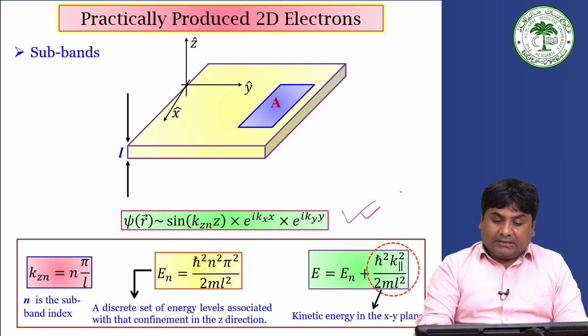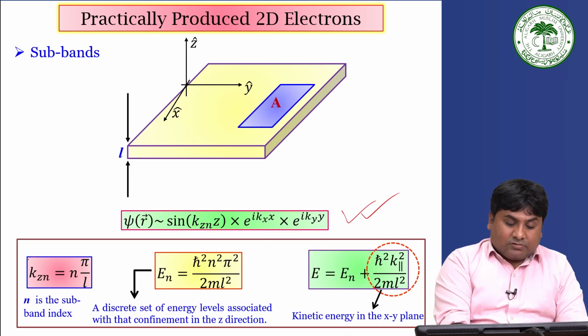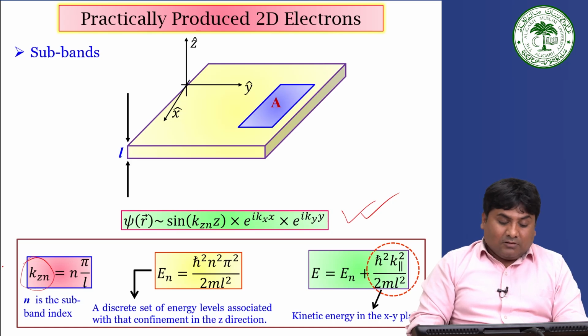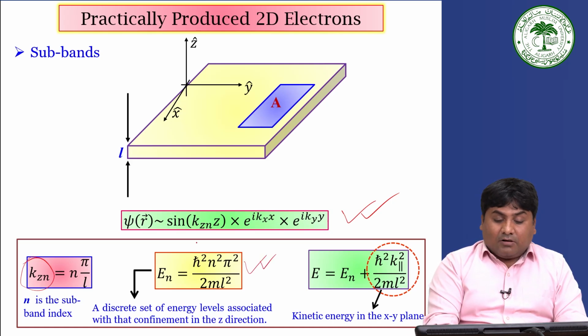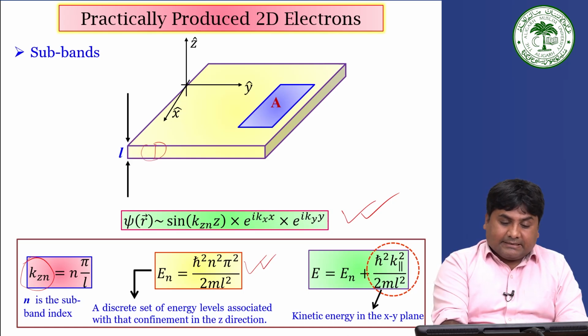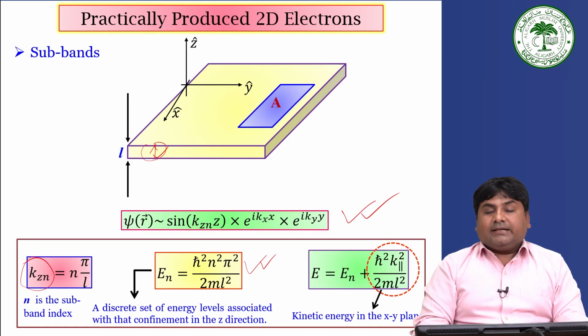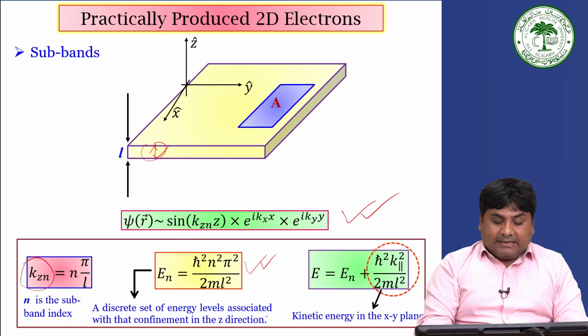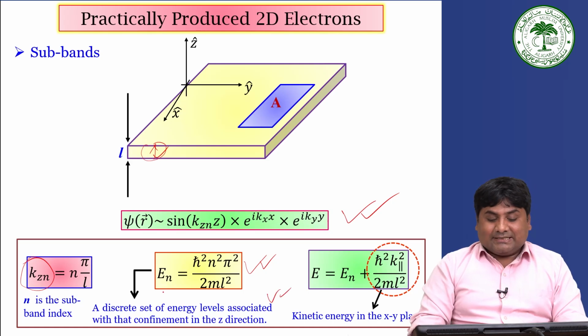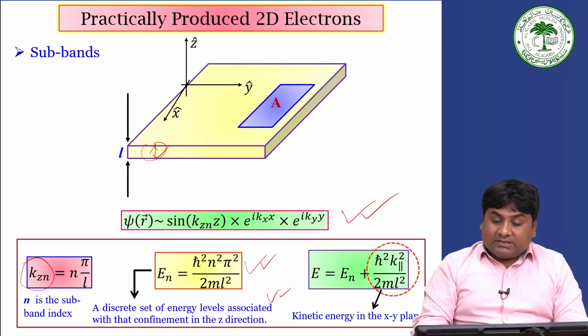So this is the wave function. I already mentioned that psi of r is sine k_z z, e to the power i k_x x, and e to the power i k_y y. This is the equation that you already know, that k is a quantized quantity, and the energy E_n, where the confinement effect is observed, that means in the z direction, is given by E_n equal to h-bar squared n squared pi squared divided by 2m L squared. This is a discrete set of energy levels associated with that confinement in the z direction. So what is the total energy of this system?